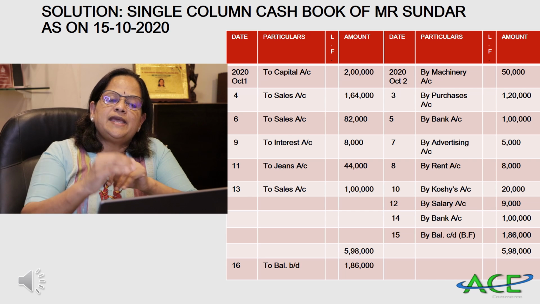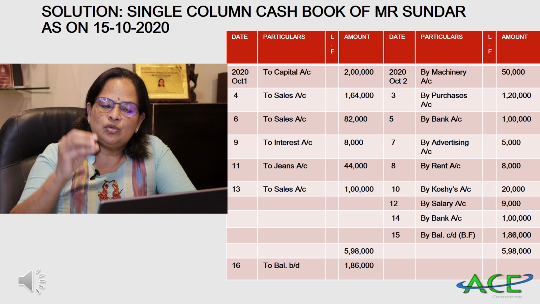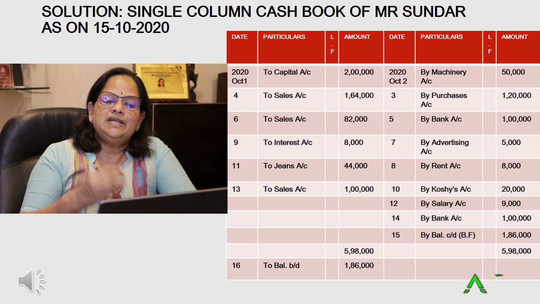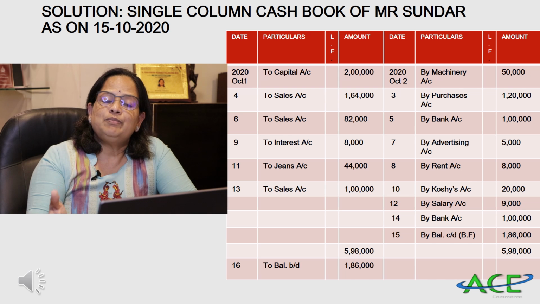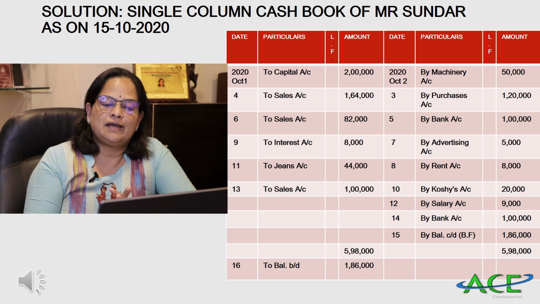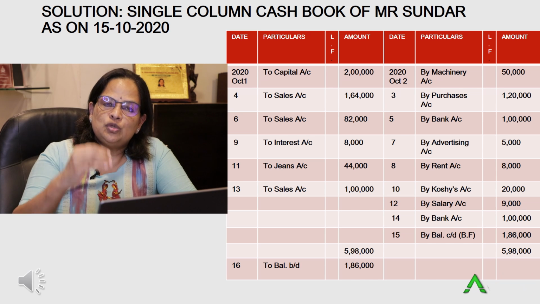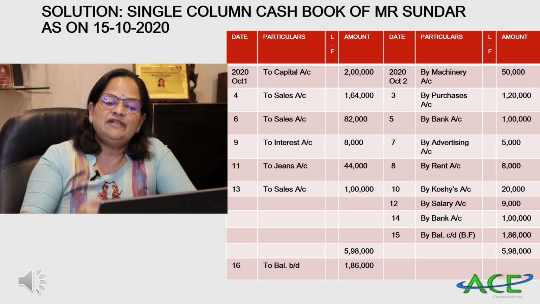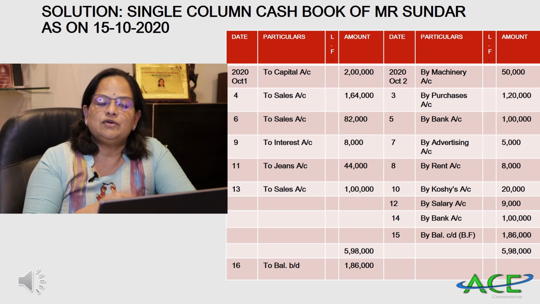Next is he is making cash sales October 4th. So that is 1,64,000. October 3rd he purchased some goods. So by purchases 1,20,000. Next is October 5th he deposited 1 lakh into the current account he opened. So that is the 1 lakh deposit, by bank 1 lakh. October 6th sales, cash sales was there 82,000. October 7th advertising expenses paid 5,000. October 9th he received interest 8,000. October 8th rent paid 8,000.